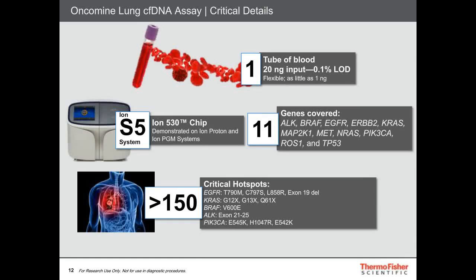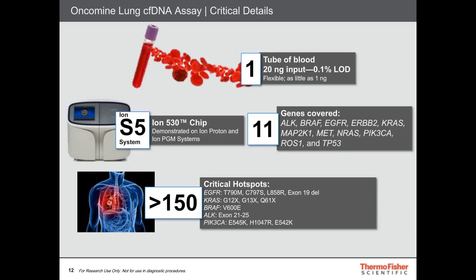And again, an overview then of the whole process of the assay, the critical parts. The assay only needs 20 nanograms of input DNA to achieve a 0.1% limit of detection. And so this is very helpful. As I mentioned, our median was about 80 nanograms from two tubes of blood. So from one, we had about 40 nanograms median. So this really does allow you to test from one tube of blood for a sample.